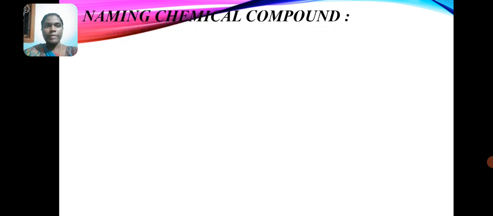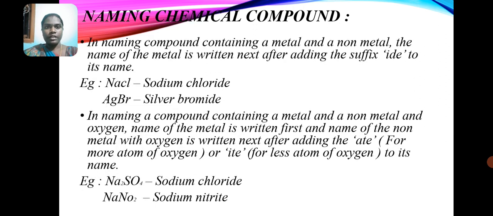Next, move to naming chemical compounds. The first step is naming a compound containing a metal and a non-metal. The name of the metal is written first, and the name of the non-metal follows after adding the suffix IDE to its name. For example, NaCl: sodium is written first and then chloride by adding the suffix IDE. And next, AgBr: silver is written first and next bromide by adding the suffix IDE.